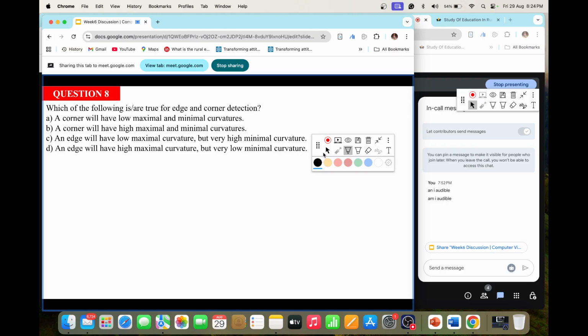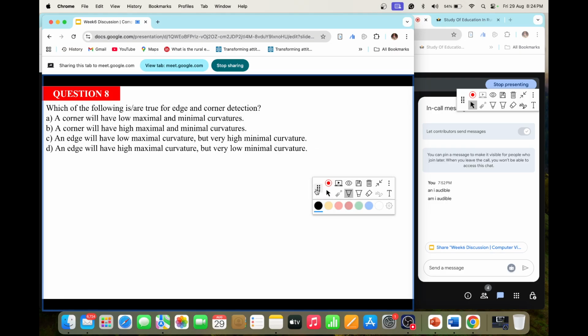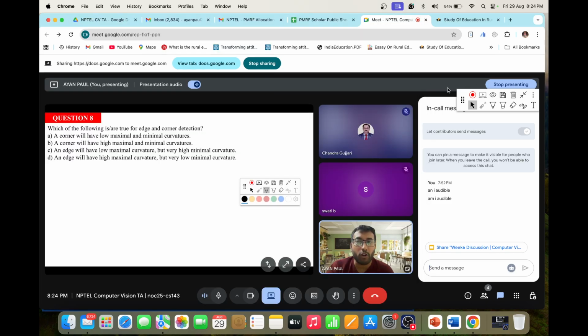Which of the following is true for edge and corner? A corner will have low maximal and minimal curvature. A corner will have high maximal and minimal curvature. An edge will have low maximal but very high minimal curvature. An edge will have high maximal curvature but very low minimal curvature. So any guesses for this? What about corner and what about edge?